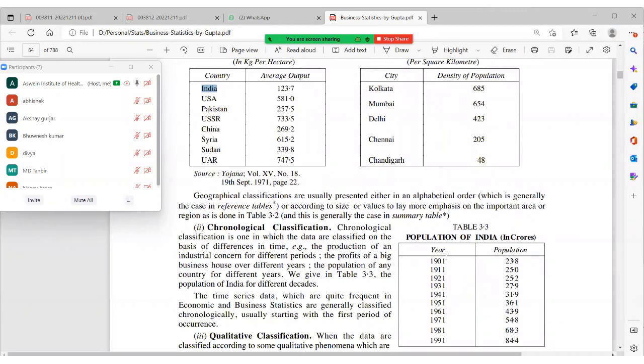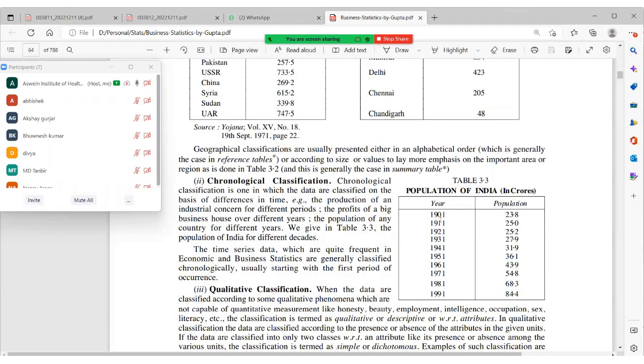Chronological means in a series, maybe descending or ascending, whatever series we make. For example, in the year 1901 the population was this, in 1911 the population was this, and so on. Okay.